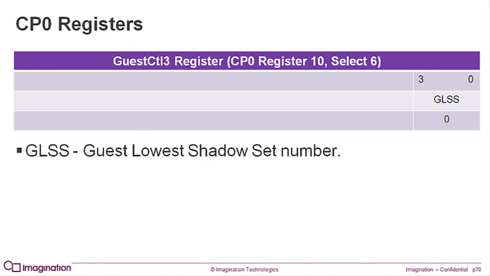If you have a shadow set, it's a good idea to assign at least one for each guest so that when the processor switches to root mode or when you context switch out a guest, you will not have to save the GPRs.